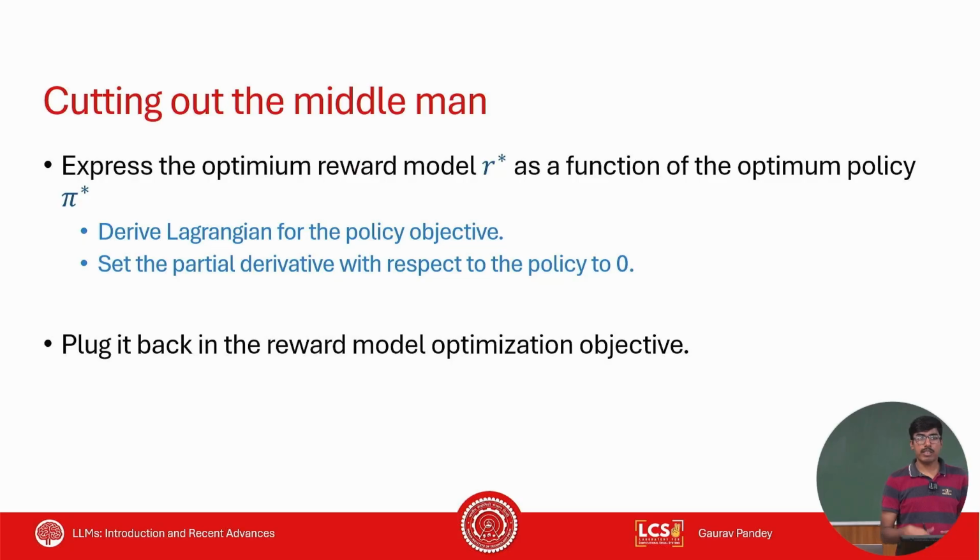Okay, so as I said, we will use the policy training objective to represent R star, the optimum reward model, as a function of the optimum policy. And how do we do that? We'll derive a Lagrangian for this policy objective. Why Lagrangian? Because we have a constraint. This is a probability distribution. It has to sum up to 1. Pi star still has to sum up to 1. So there is a constraint. So we'll write the Lagrangian, set its partial derivative with respect to pi star equal to 0, and then whatever we get, we'll plug it back into the reward model training objective. And then that will give us the DPO training objective.